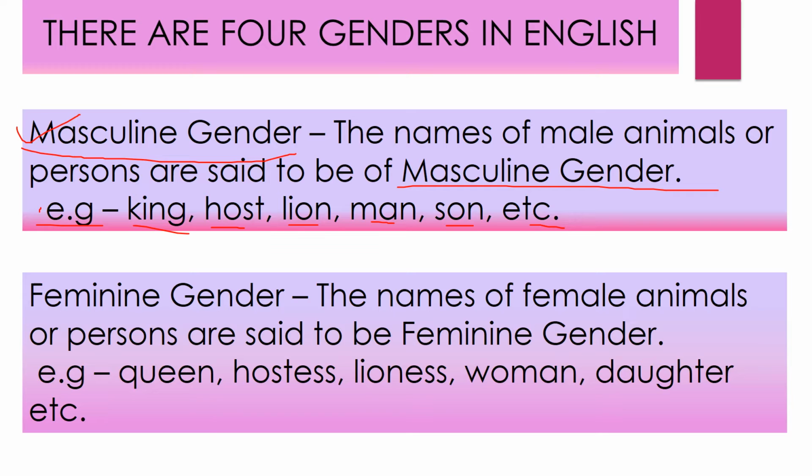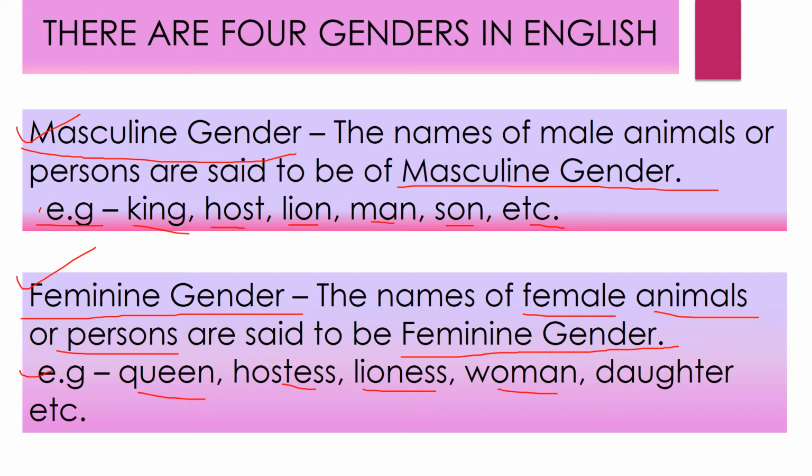Next, feminine gender. Now, what is feminine gender? The names of female animals or persons are said to be feminine gender. That means whenever we are talking about the names of any female animal or persons, then they are called the feminine gender. Example: queen, hostess, lioness, woman, daughter. These are all examples of feminine gender.